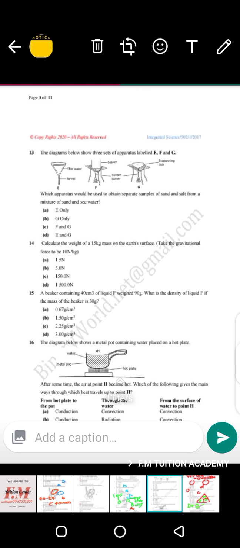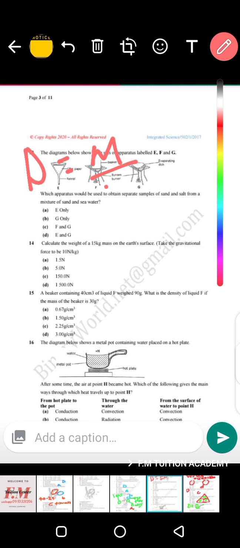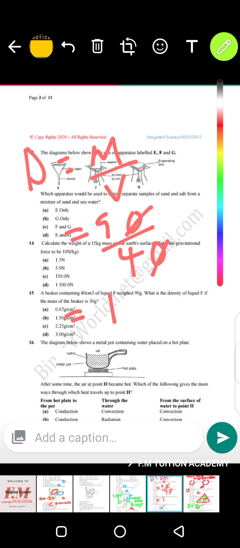Okay, we are dealing with this question. We said density is equal to mass over volume. The mass is 90 divided by the volume, 40. This cancels. How many times does 4 go into 9? It goes 1, remainder 1. You add 0 there, 4 into 10 goes 2. Remainder 2 into 25, that is 125, so 1.125. So the answer is not there.